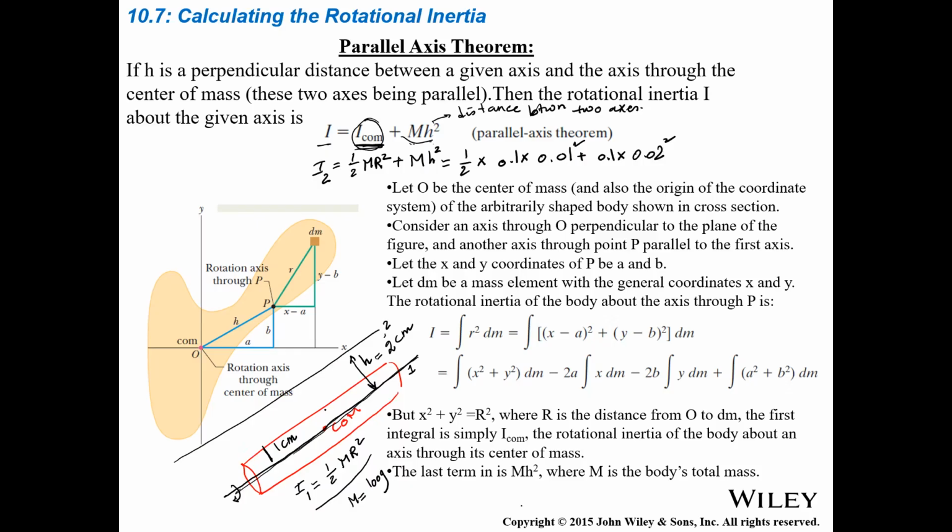So if this red cylinder or rod is rotating around this axis, then its rotational inertia is the rotational inertia when it was rotating around an axis passing through the COM plus m times the distance to the new axis squared. Let's check another example, and then I'll take questions.